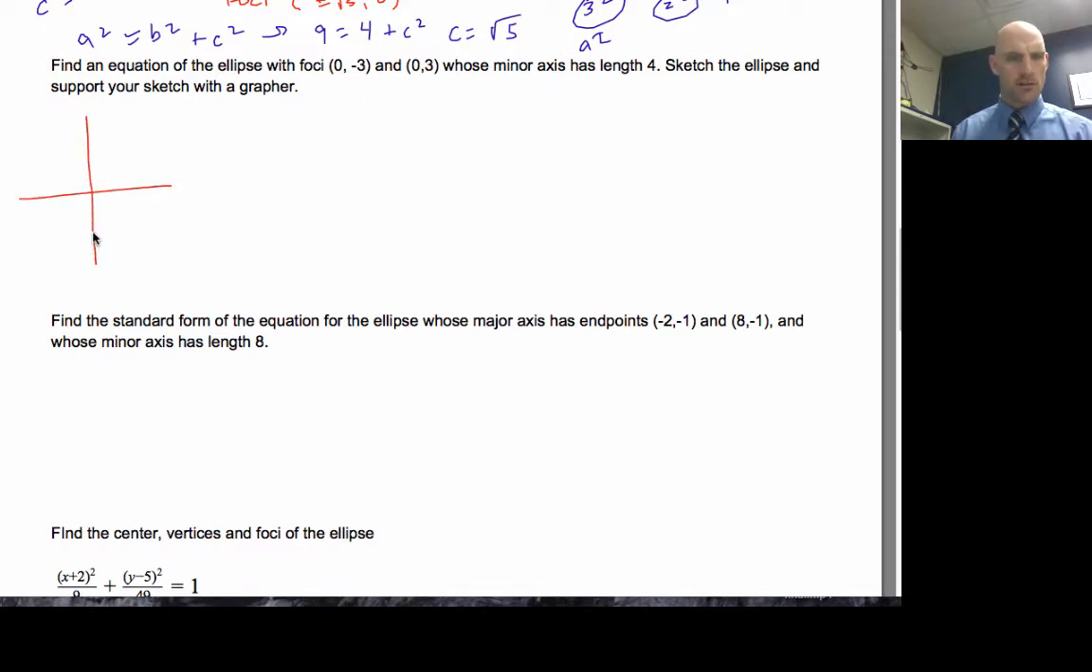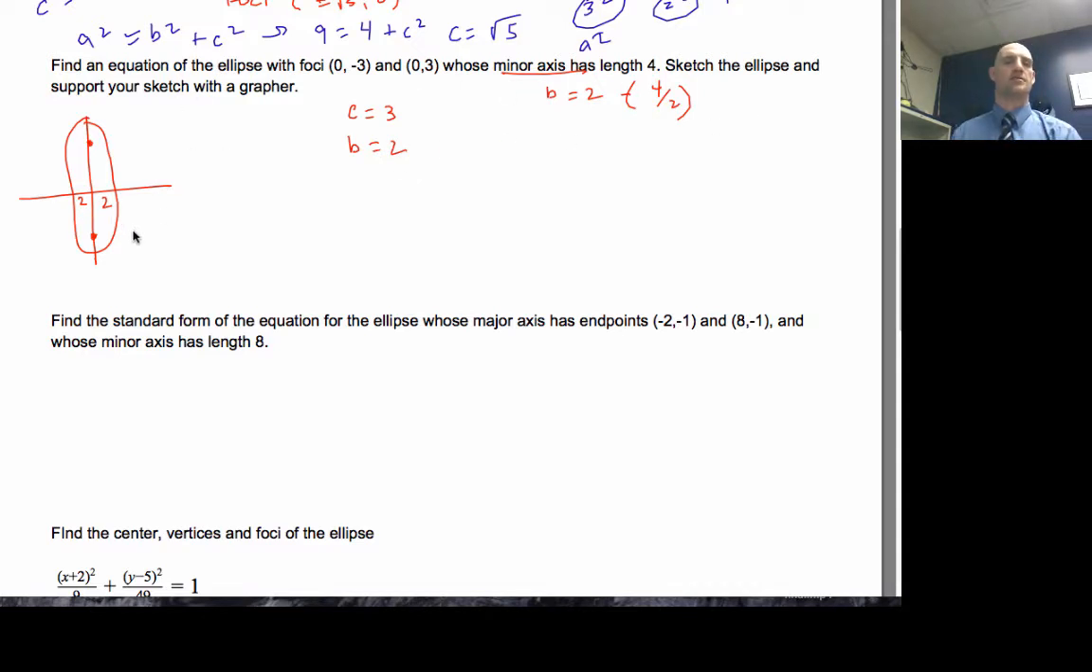So (0, -3) here. So it looks like this. Those are my foci. Well, what do I know about foci? This is distance c, so c is equal to 3. The minor axis has a length of 4, so this is 2. The minor axis tells me b, so b is equal to 2. How do I know? That's 4 over 2, because my minor axis in total is 4, so that means b is equal to 2.